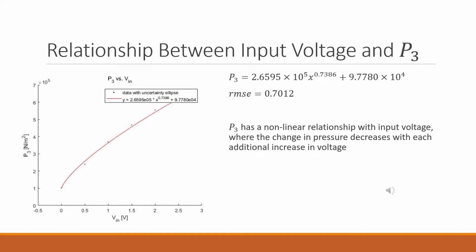Further analysis was done on the relationship between the input voltage and the pressure output of the system. The relationship between the input voltage and the pressure output showed a nonlinear relationship. The changes in pressure were higher for voltage changes at lower voltage settings, and the changes in pressure started to decrease for voltage changes at higher voltage settings.